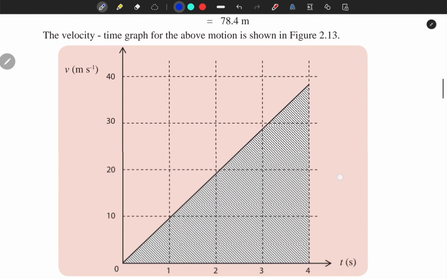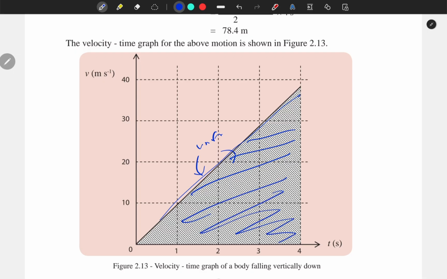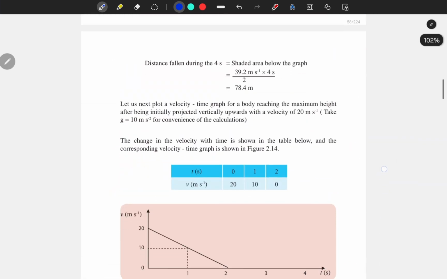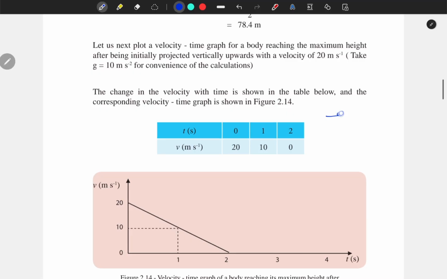If you draw a velocity-time graph for that motion, you get a graph like this. This line is a uniform acceleration. If you want to know how much distance the ball travels, you can take the area under this graph, and if you find the gradient, you get 9.8 meters per square second, which is the gravity value.